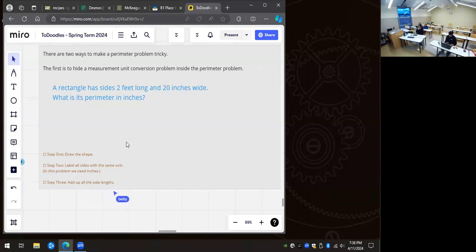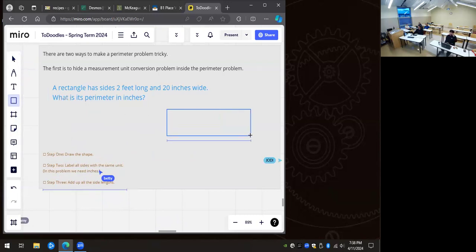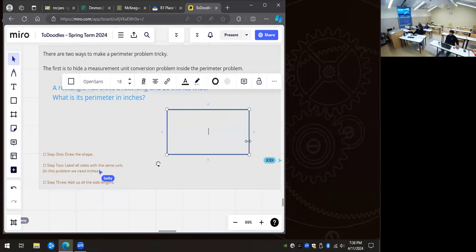There are 2 ways. The first way to make this tricky is to hide a measurement unit conversion problem inside the perimeter problem. So now we're saying that there's a rectangle, and it's 2 feet long.